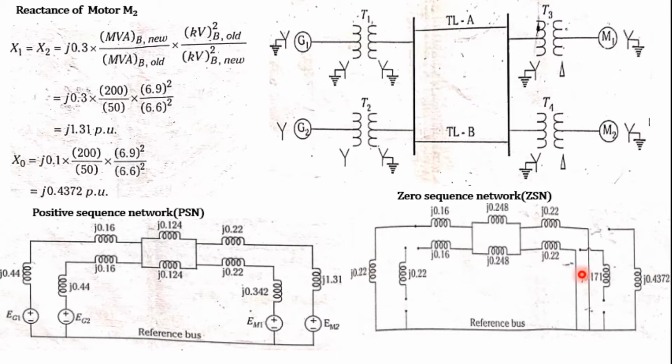Then coming back to the motor, this is star grounded. So if it is grounded, there was a mistake here, so we need to close this switch. This is how we draw the positive, negative and zero sequence networks. But the problem is not yet completed.